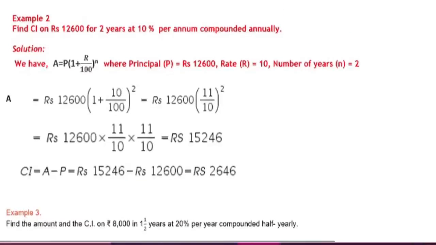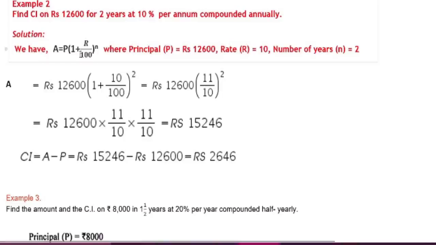Example 2: we are calculating the compound interest by using the formula. Find compound interest on rupees 12,600 for 2 years at 10% per annum compounded annually. We have the formula here, A equal to P into 1 plus R by 100 raised to N, where P is 12,600, rate equal to 10%, and number of years N equal to 2. Here you have to check: the rate is 10% per annum, that means per year, and compounded annually. Compounded annually means interest is calculated every year. So by using the formula we can find the amount equal to 12,600 into 1 plus 10 by 100 raised to 2. Simplify it: here 0 and 0 cancel, 1 plus 1 by 10 becomes 11 by 10.